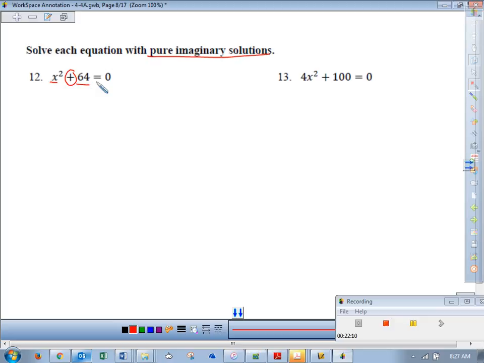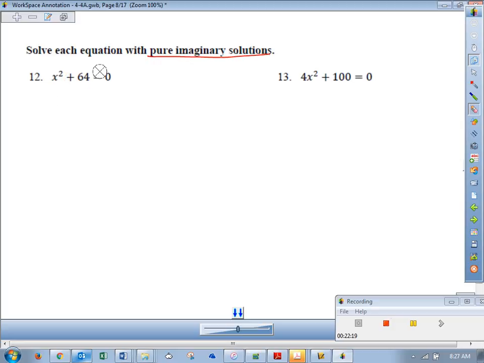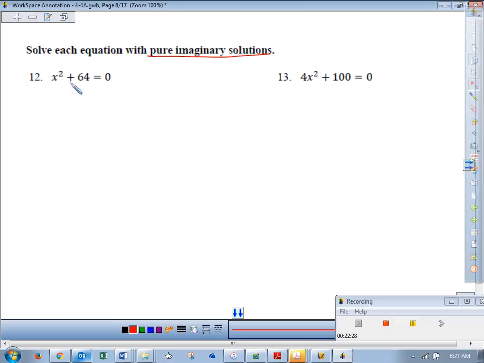So this can't factor, baby. It's like we can't do the 3-term stuff because it doesn't even have 3 terms. This can't factor. But what we can do is use the square root method. Let's get x squared all by himself on one side of the equal sign. What would you do to get x squared all by himself? Subtract 64 from both sides.